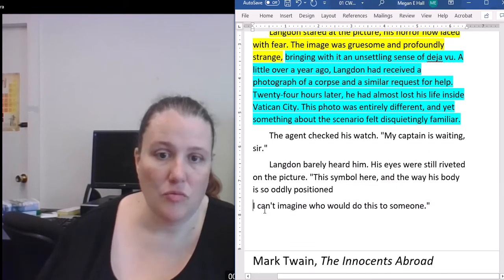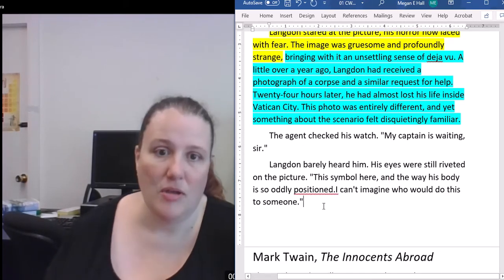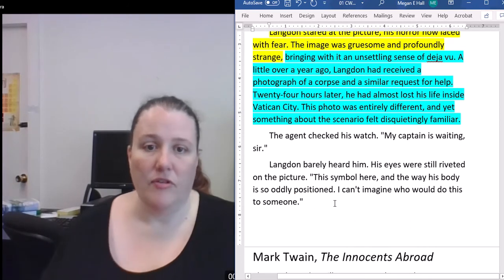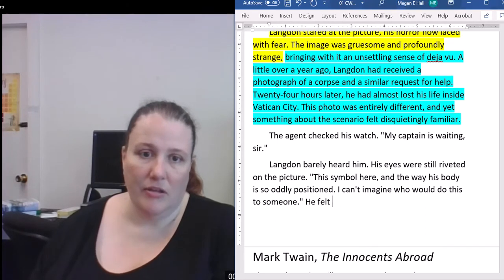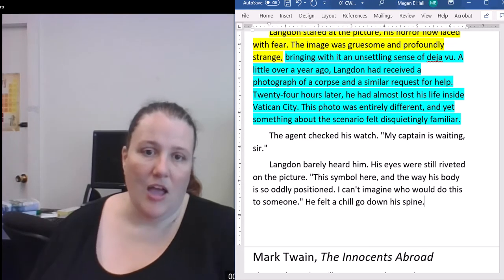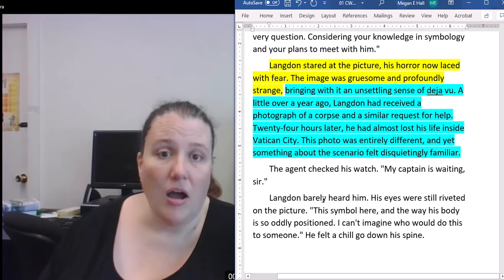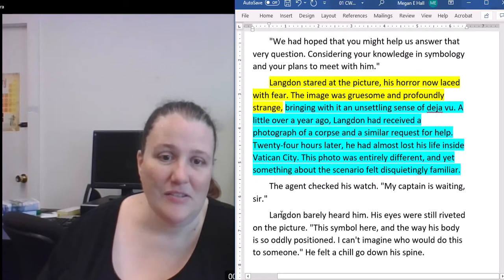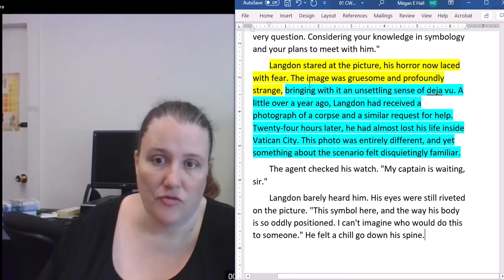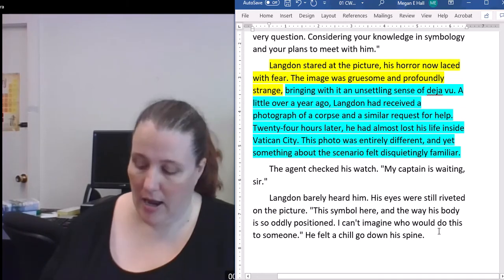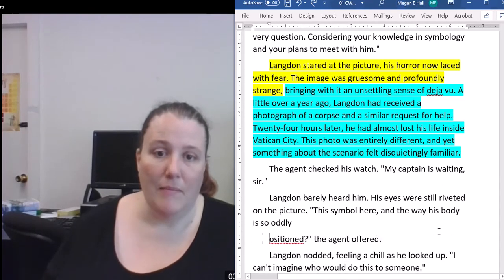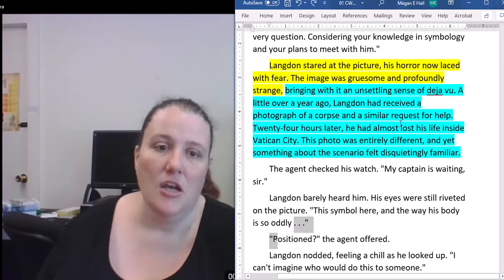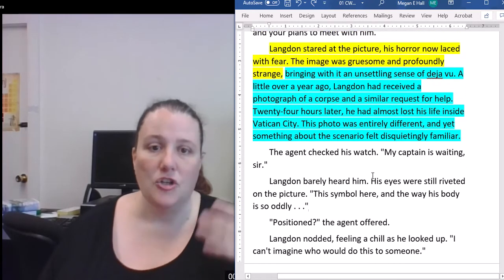I can't imagine who would do something like this to someone, and then you can have him feeling that chill, right? I forget what the sentence said exactly, but he felt a chill go down his spine, something like that. Then, though, you would have a relatively longer paragraph after you've just had a longer paragraph. The author doesn't want to do that. So instead, he's doing this back and forth between Langdon and the agent to increase the tension a tiny bit.